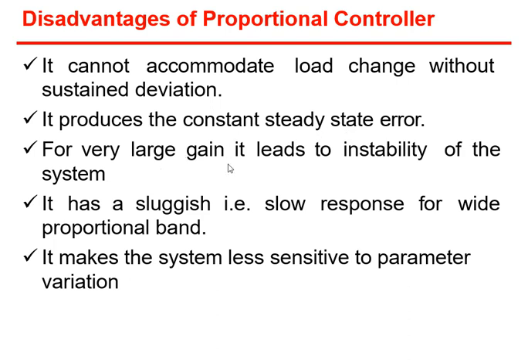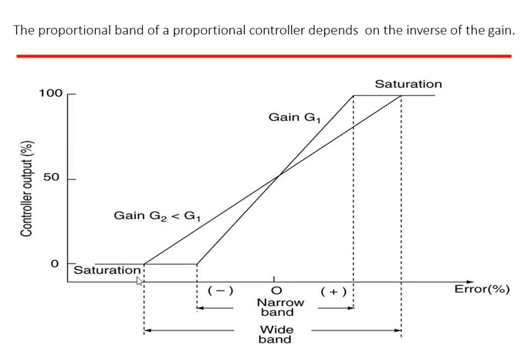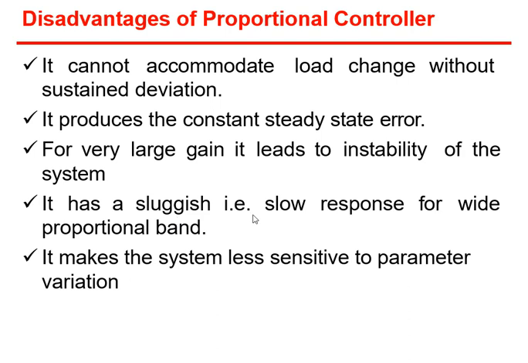For very large gain, it leads to instability of the system. If you take a higher gain, then there will be a fluctuation, and due to that, there may be instability. It has a sluggish, that is, slow response for a wide proportional band. We have seen that here: if you see the wide band, then it will increase slowly. If you increase the band's width again, it will become slower again.